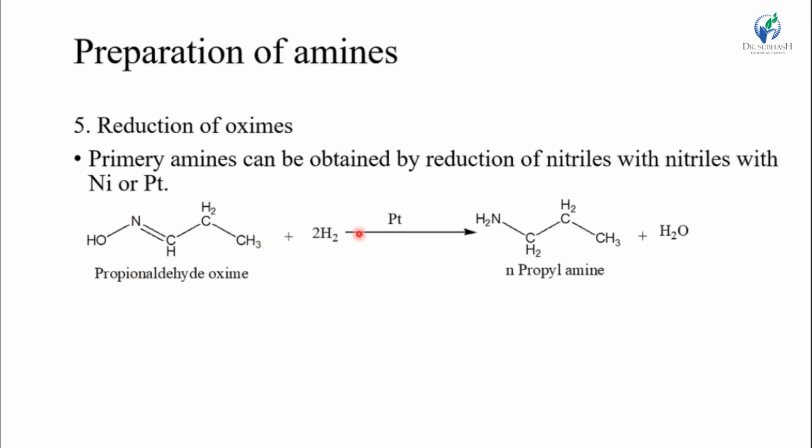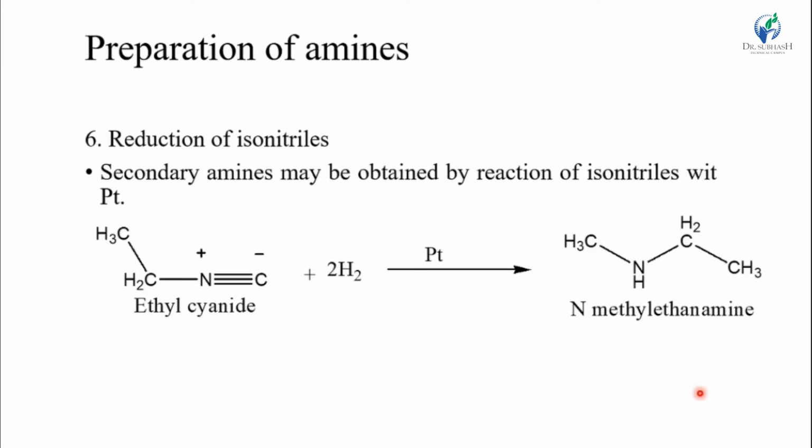React with 2H2 in the presence of a reductive agent, making N-propylamine, and 1H2O is removed. Here H2 is attached and this is removed, making one molecule that is removed. Then the sixth one is a reaction of the isonitrile, making the secondary amine. It may be obtained by the reaction of the isonitrile with platinum, which is a reductive agent. So ethyl cyanide plus 2H2, making N-methylethanamine.